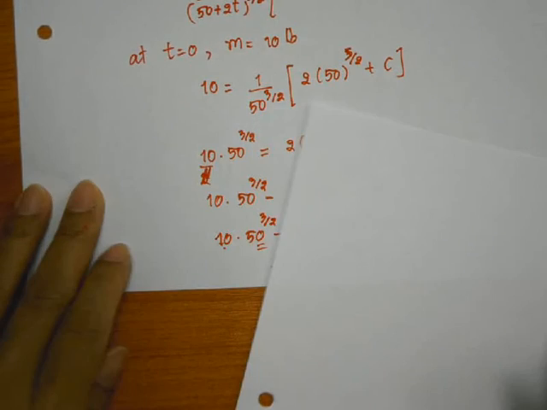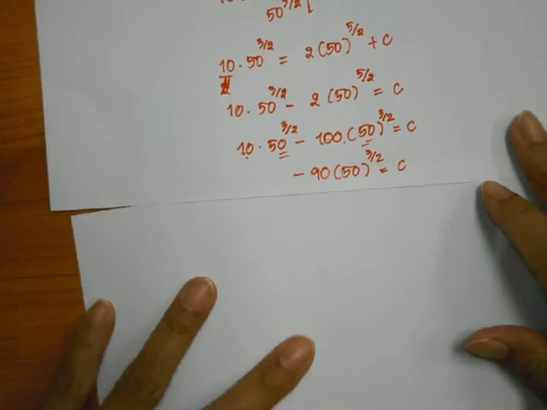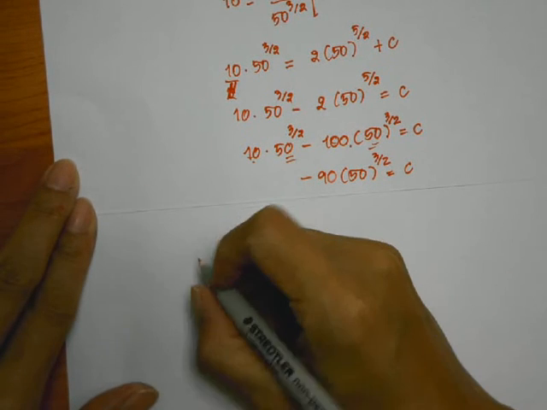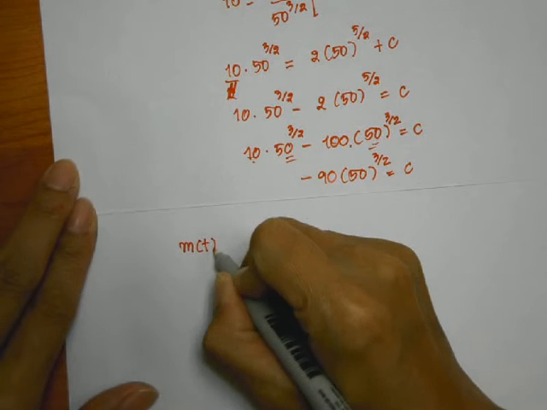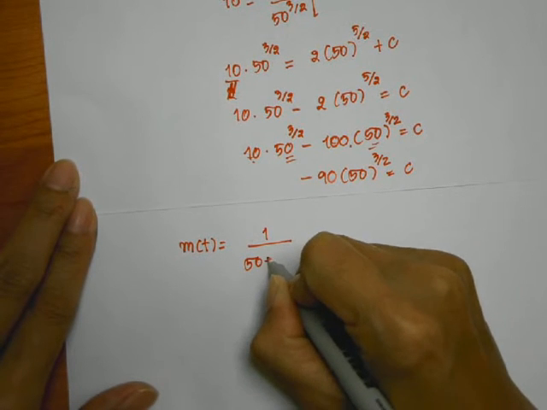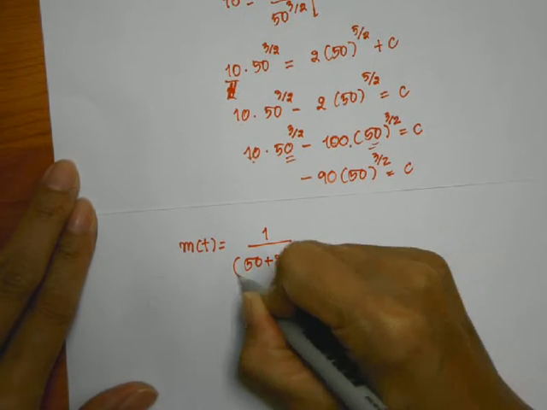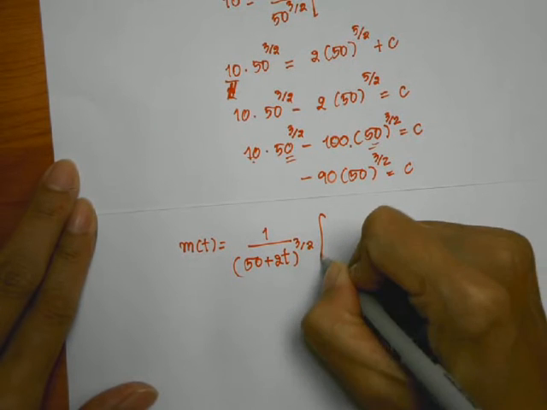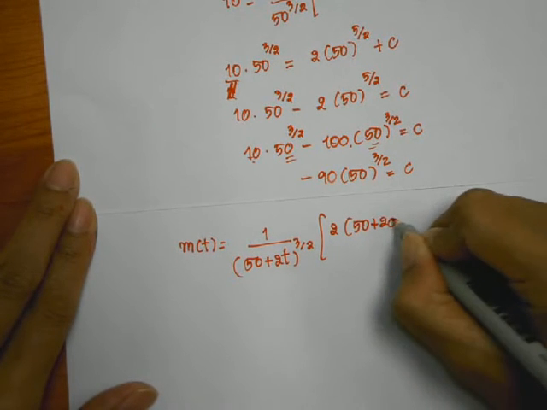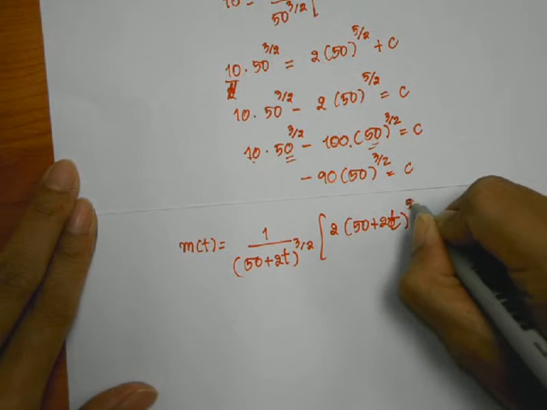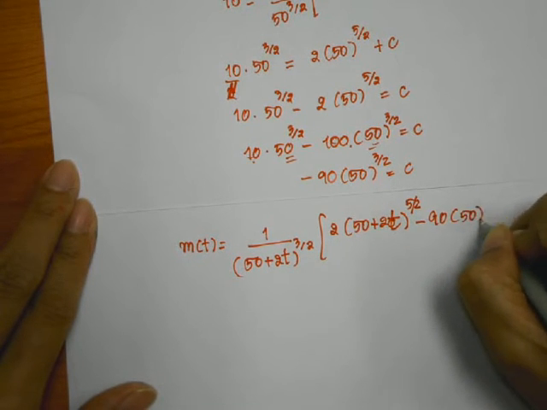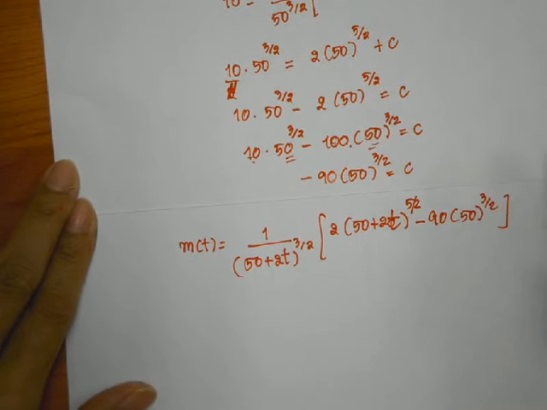Then we just plug C into our equation. Then we will get a relationship between M, which is the mass of the salt in the tank, as a function of t, which is the time. That's it.